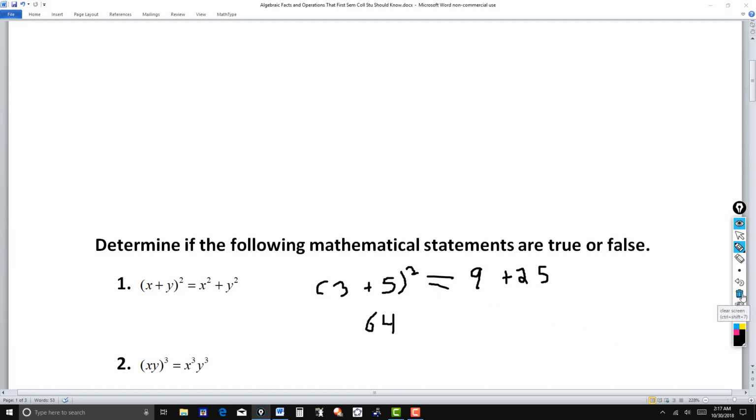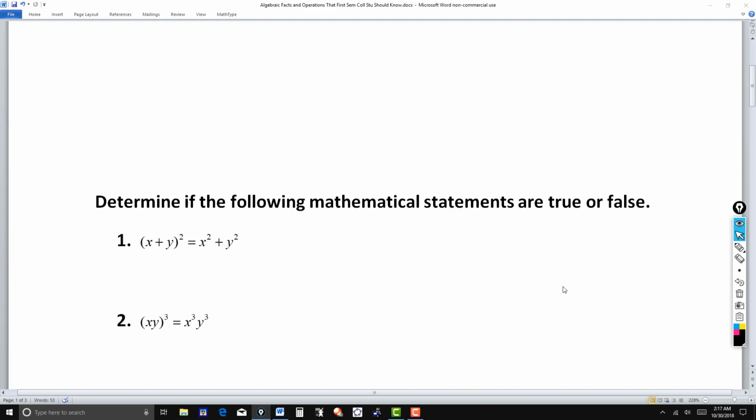Okay, let's look at the next one. Look at it for a few seconds. Is this true or false? They're saying if you have the product of two terms to some power, in this case to the third power, basically it's taking each of the factors and taking it to that power. So (x times y) cubed is x cubed times y cubed.